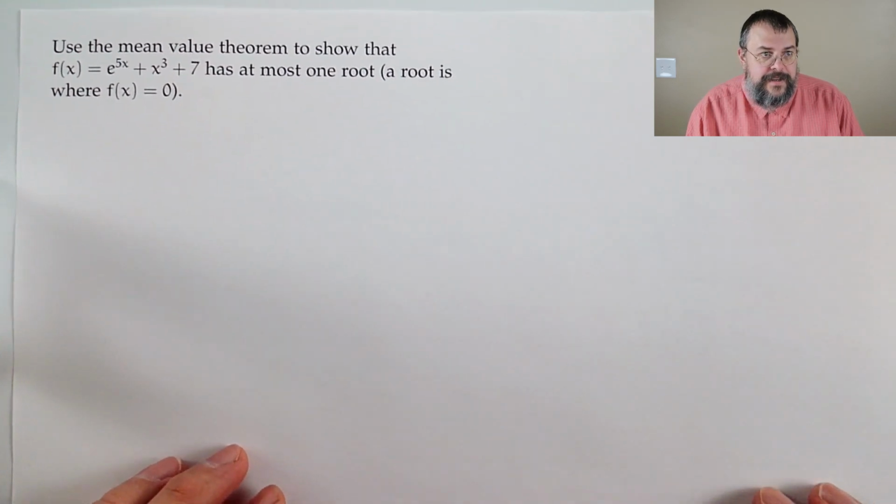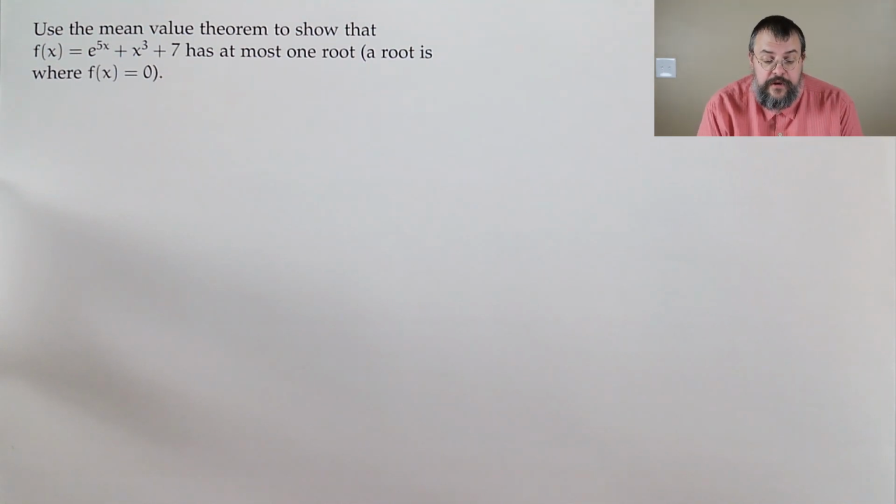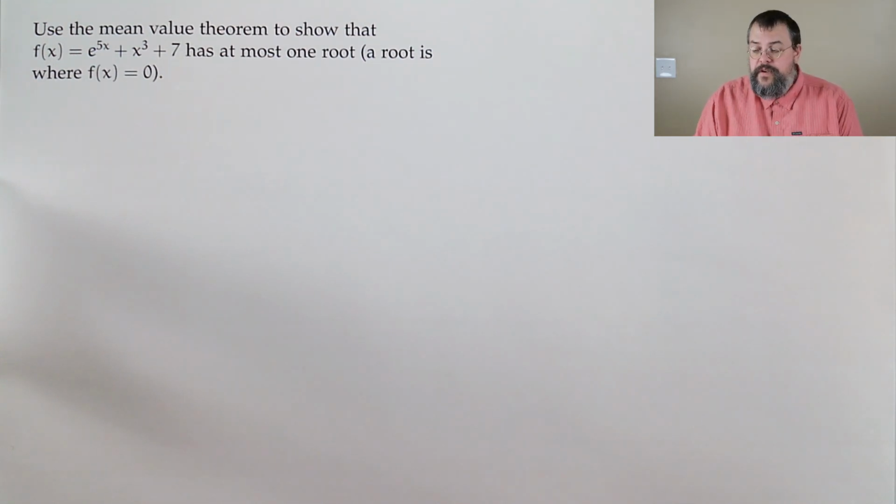All right. Well, let's do something a little different. Use the mean value theorem to show that the function f of x, which is e to the 5x plus x cubed plus 7, has at most one root. Now, root, that's where the function equals 0.